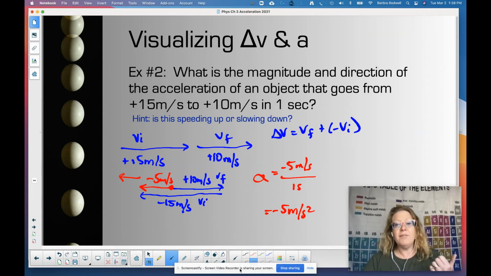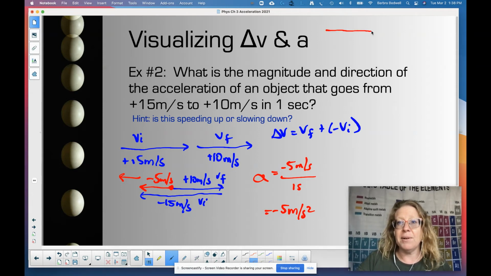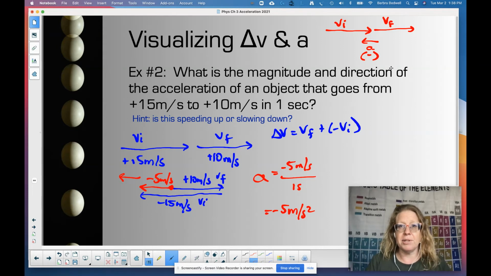Again, our negative acceleration in this case tells us that it is slowing down. Our velocities were positive, going to the right. Our acceleration is negative, going to the left. So here we have a case where VI is going this direction, VF is going this direction, but our acceleration is going that direction. It's negative. Again, pointing opposite directions. This becomes important. Okay, let's do a next example here, a couple more.